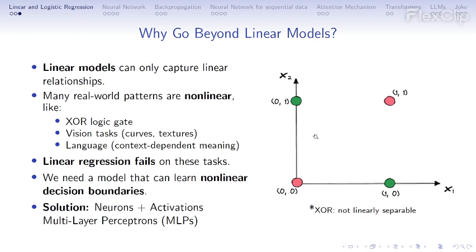We need a more complicated model ማለት ነው። So linear regression fails on these tasks. ለምሳሌ vision tasks like curves, texture, and language, context dependent meaning. ስለዚህ all the complexity of non-linearity creates problems for linear models. So we need a model that can learn non-linear decision boundaries.